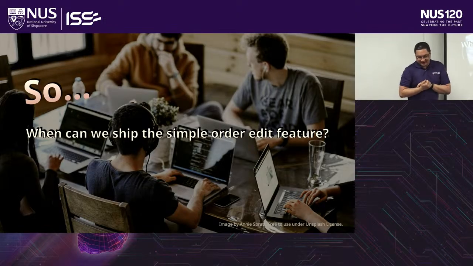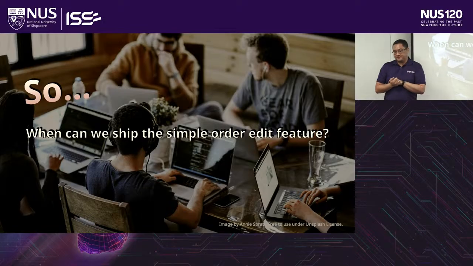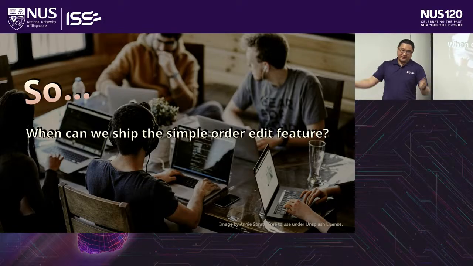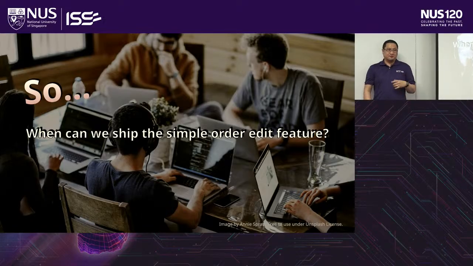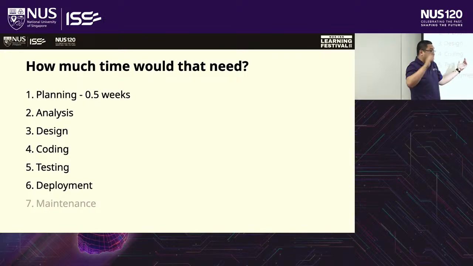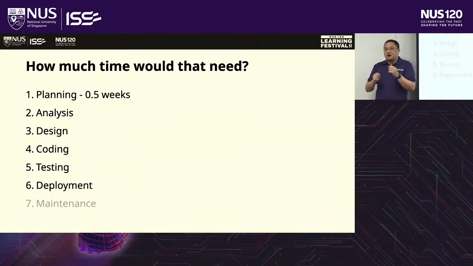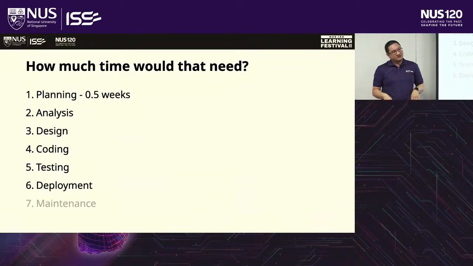So in the real world scenario, this is what really annoys me a lot when running a software team. When can we ship a simple order edit feature? Right? So you have an e-commerce site, and you say, okay, our customer wants to be able to edit the shopping cart. So when can we ship that feature? Let's go through this step by step. How much time do we need for planning? Oh, that's half a week. We need to decide, what do you mean by editing the shopping cart? The scenario is this: the user edits the cart, and they need to remove this here and all that. Realistically speaking, that's about half a week.